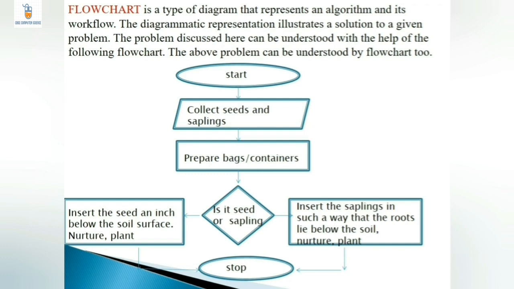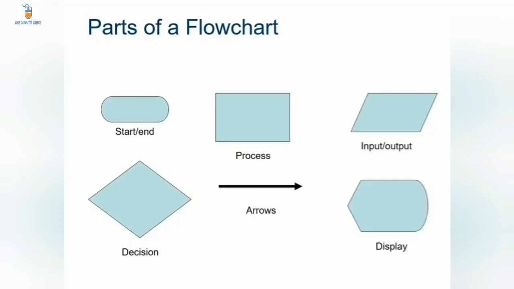Now considering Aryan's problem, the flowchart would be something like this. First we will start, then collect seeds and saplings, then prepare bags or containers. Then we will check, is it seed or sapling? If it is a seed, then insert the seed an inch below the soil surface and nurture the plant. Otherwise, if it is sapling, in that case we will insert the sapling in such a way that the roots lie below the soil and then we will nurture the plant and finally stop.